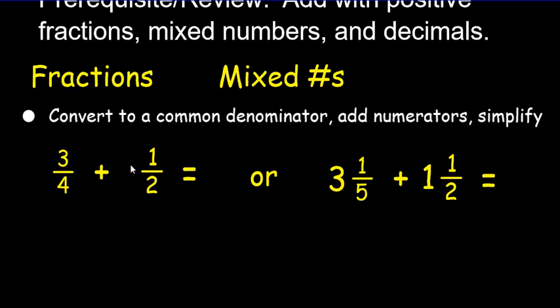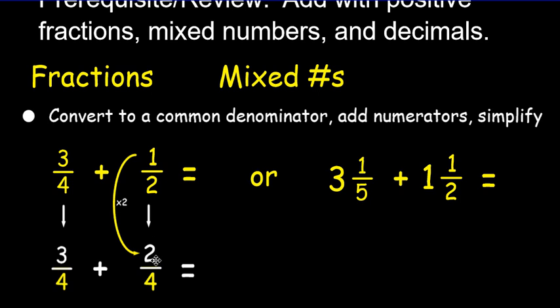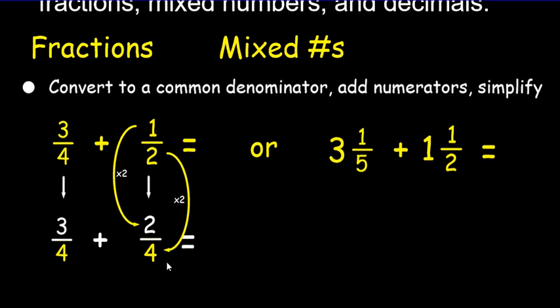So in this case, 3/4 plus 1/2. The first thing we're going to do is convert to a common denominator, which is, well, here we go, 4. The least common multiple between the two denominators, 2 and 4, is 4. When we convert, you'll notice that we had to multiply 2 by 2 to get 4, so we have to do the same thing to the numerator to create an equivalent fraction.